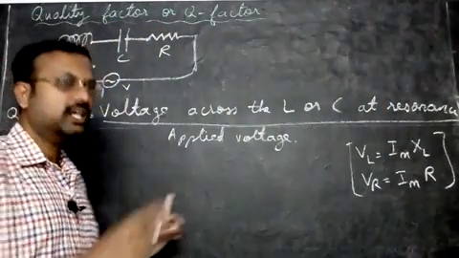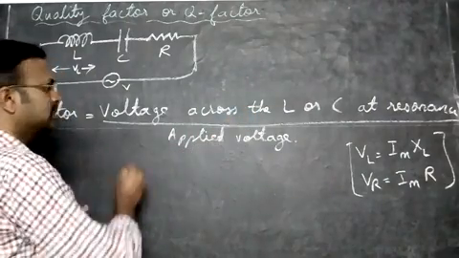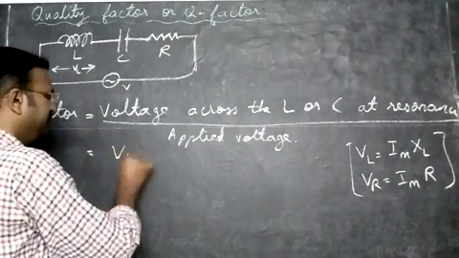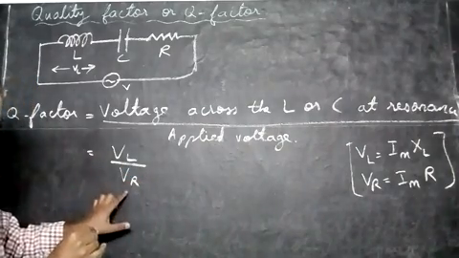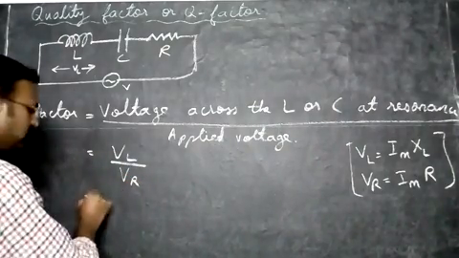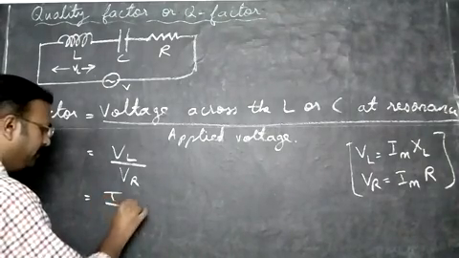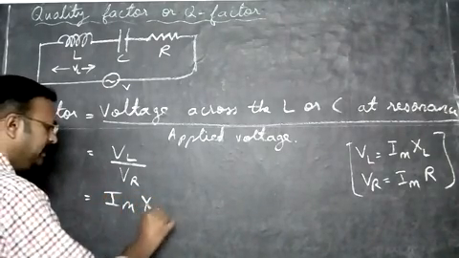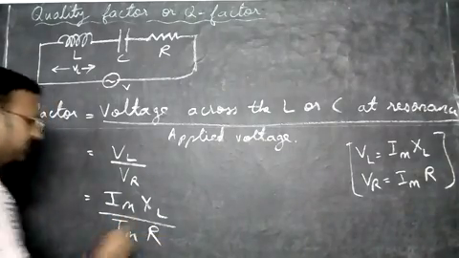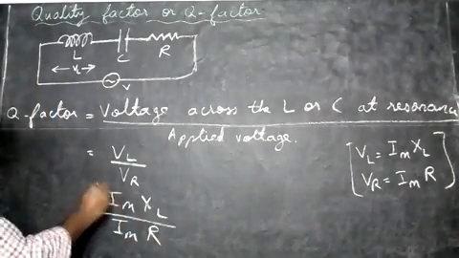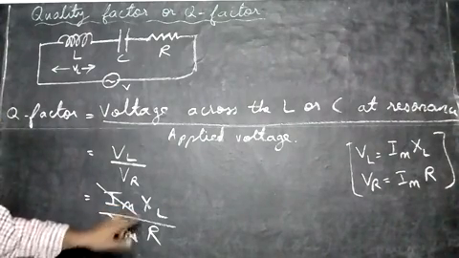So the voltage across the inductor or capacitor at resonance, that is VL, by the applied voltage VR. VL by VR. VL is how much? We got here IM into XL divided by IM into R. So just substitute the values here. IM and IM will cancel, so we get XL by R.